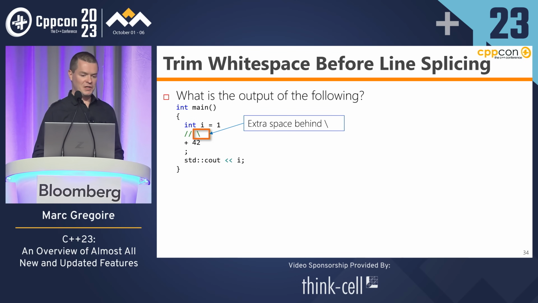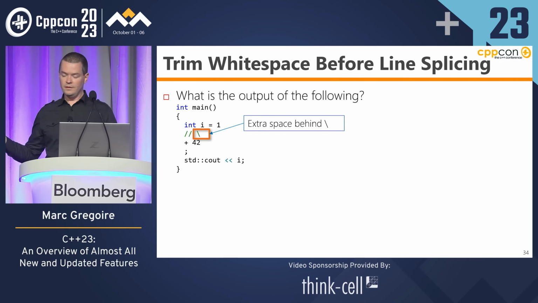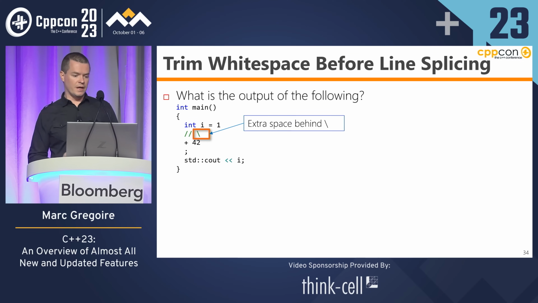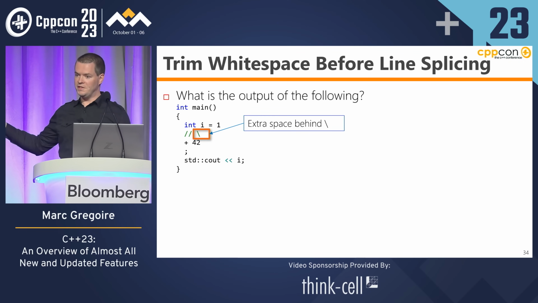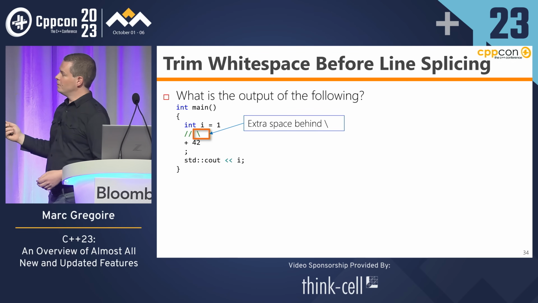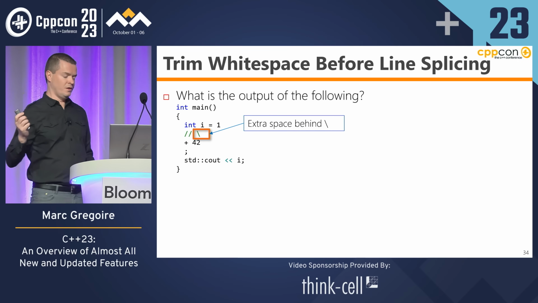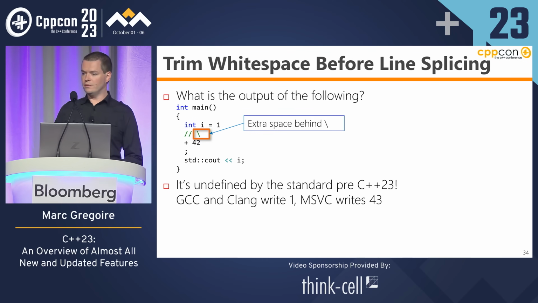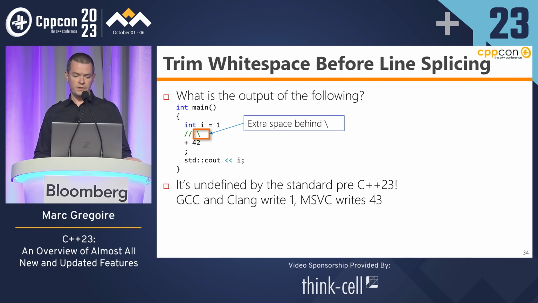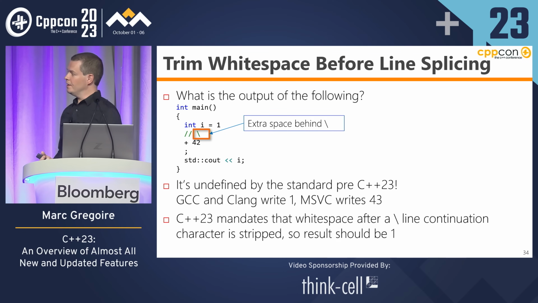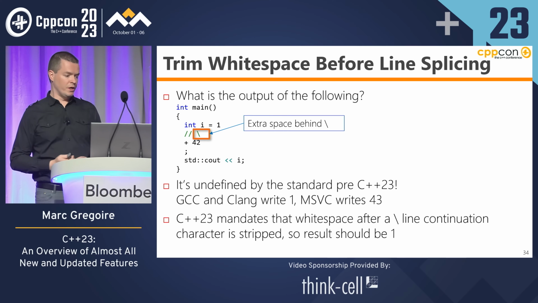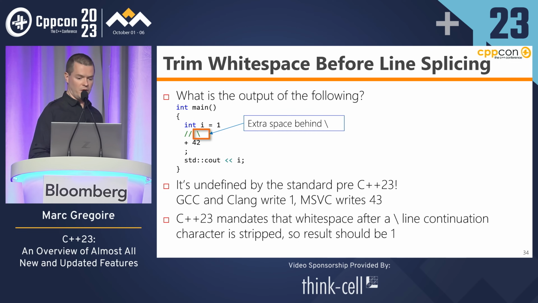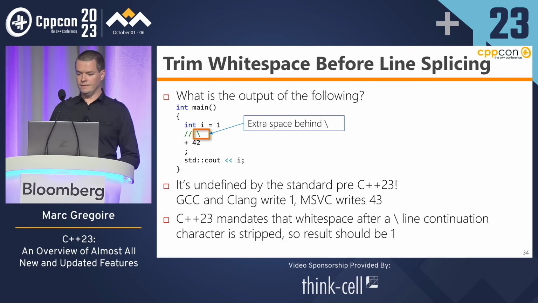This is an interesting one. So I have a piece of code here, and I have a comment. And on that comment line, I have a backslash line continuation character followed by an empty space. You don't see the empty space, but there is an empty space. So it was undefined by the standard what this code should produce. And in fact, GCC and Clang would write 1, while MSVC would write 43. That is before C++23. Now it is actually required by the standard that all the white space behind a line continuation character is stripped first, and then the output of this code must be 1 with the latest compilers.